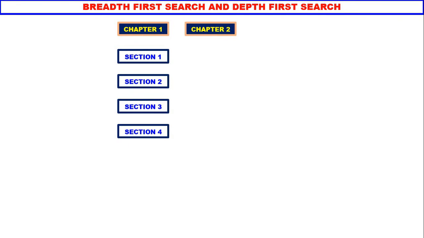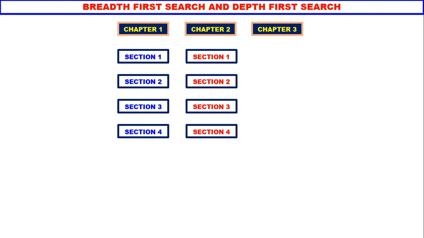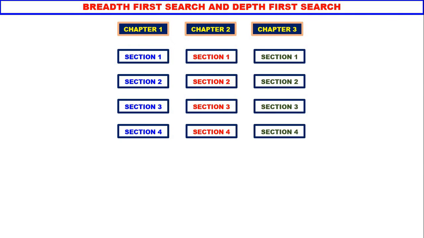Now, to make you understand the concept of breadth first search and depth first search, I have taken a simple example. I have considered a course. In that course, there are three chapters: Chapter 1, Chapter 2 and Chapter 3. In Chapter 1, there are four sections: Section 1, Section 2, Section 3, Section 4. Similarly, in Chapter 2, there are four sections, and Chapter 3 also has four sections.